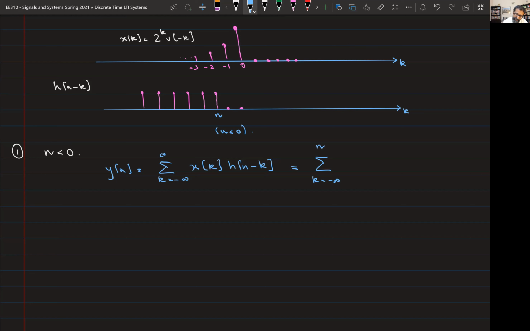And what do I have inside? x of k is 2 raised to power k. And h of n minus k within this interval is 1. So essentially, this is what I need to evaluate. How do I evaluate the summation? For that, I make a change of variables and say, let m equals minus k. Then y of n is equal to summation, slightly different.